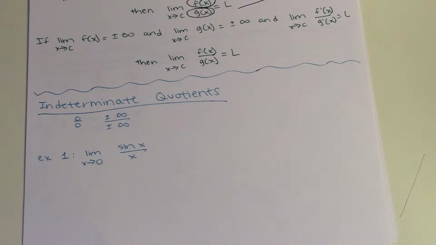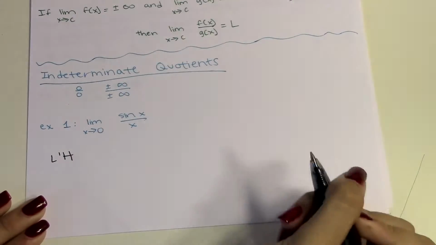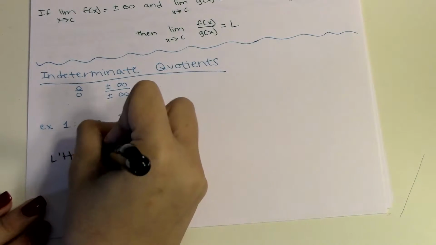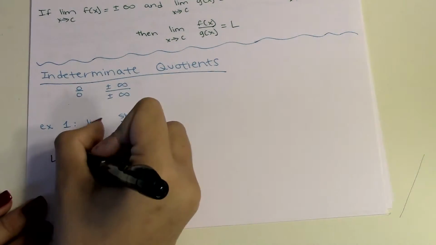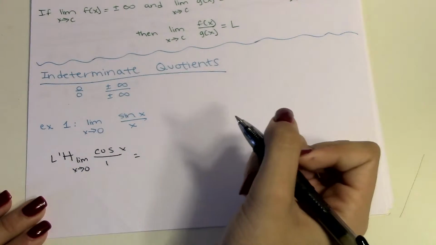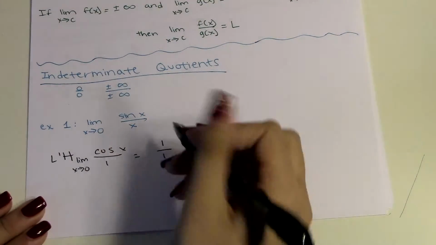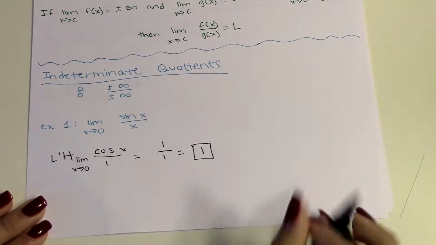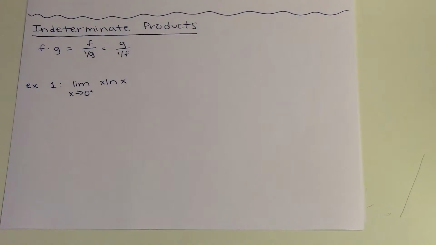Let's start with the first example. The limit as x approaches 0 of sine of x over x, we're going to use L'Hopital's rule, and we're going to take the derivative of sine of x, which is cosine of x, over the derivative of x, which is just 1, keeping our limit notation. And we're going to plug in 0 for x, which will give us 1 over 1, because cosine of 0 is 1, and leave us with an answer of 1. And that's it for the first example.